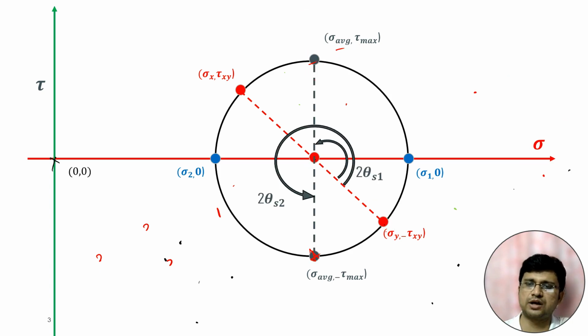Now again, with respect to the horizontal plane, the angle of the plane of maximum shear is theta s1. Theta s1 is the angle of the plane of maximum shear with respect to the horizontal plane, and the plane of minimum shear has the angle theta s2. With respect to this point, if we measure the angle, in Mohr circle it will obviously be double. In Mohr circle we will get the values of 2 theta s1 and 2 theta s2. From these 2 values we can get the angle of the maximum shear plane and minimum shear plane.